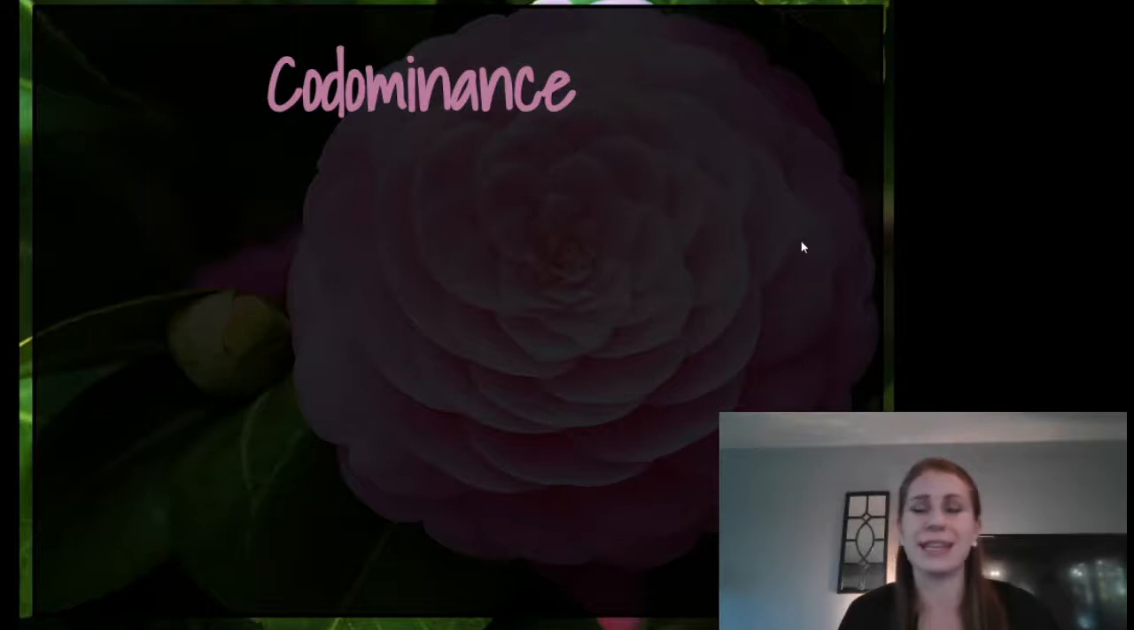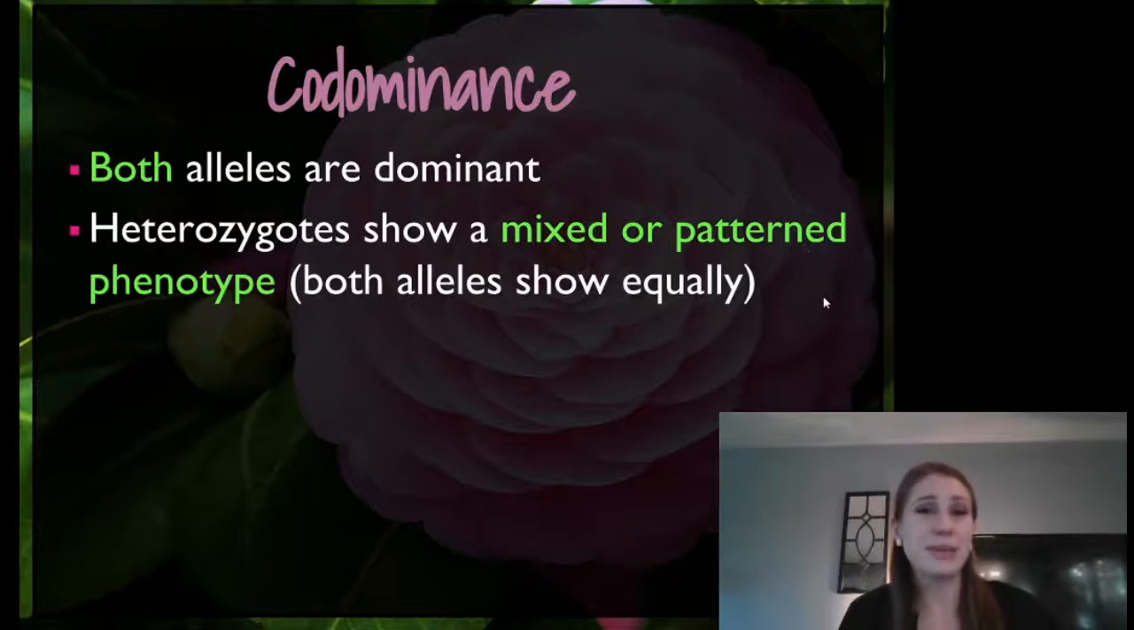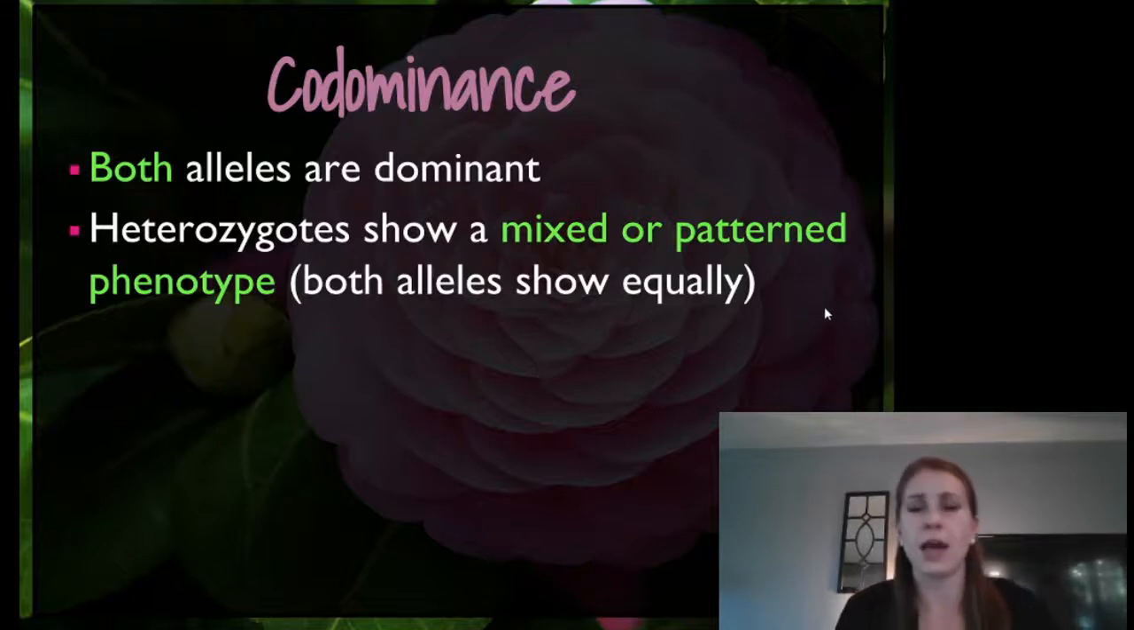Codominance, on the other hand, is, again, completely different. Both alleles are dominant here, so we have no recessive alleles. So that means our heterozygotes are going to show a mixed or patterned phenotype, aka they're going to show them both at the same time. So you're not going to mix together, you're going to just see both of them. Like if you took two kinds of paint and you splattered it on the wall, you're going to get a random pattern of both colors. And that would be codominance, because co means together.